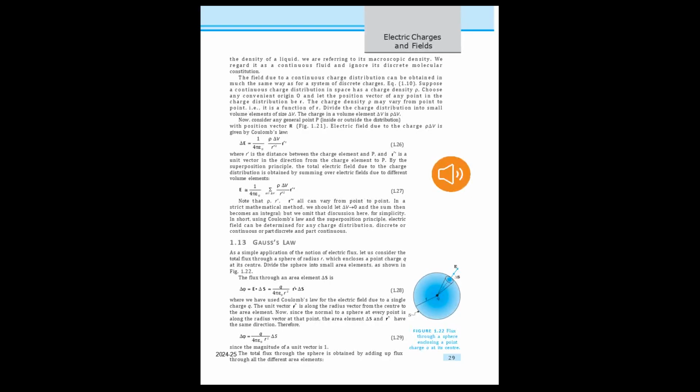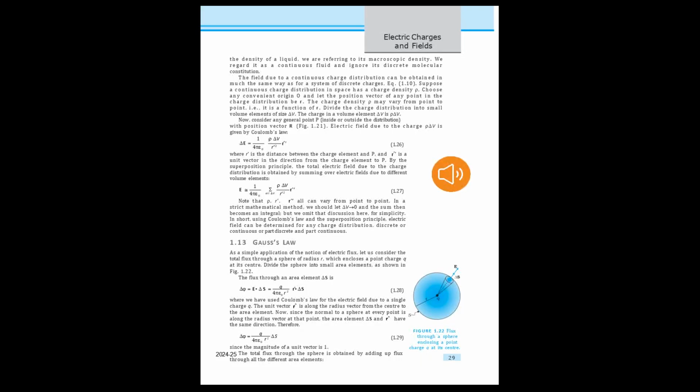The electric field due to the charge rho delta V is given by Coulomb's law, that is, delta E equal to 1 by 4 pi epsilon naught, rho delta V by R dash square, R dash unit vector, where R dash is the distance between the charge element and P and R dash unit vector is the unit vector in the direction from the charge element to P. By the superposition principle, the total electric field due to the charge distribution is obtained by summing over electric fields due to different volume elements. So E is equal to 1 by 4 pi epsilon naught, summation over all delta V, rho delta V by R dash square into R dash unit vector.